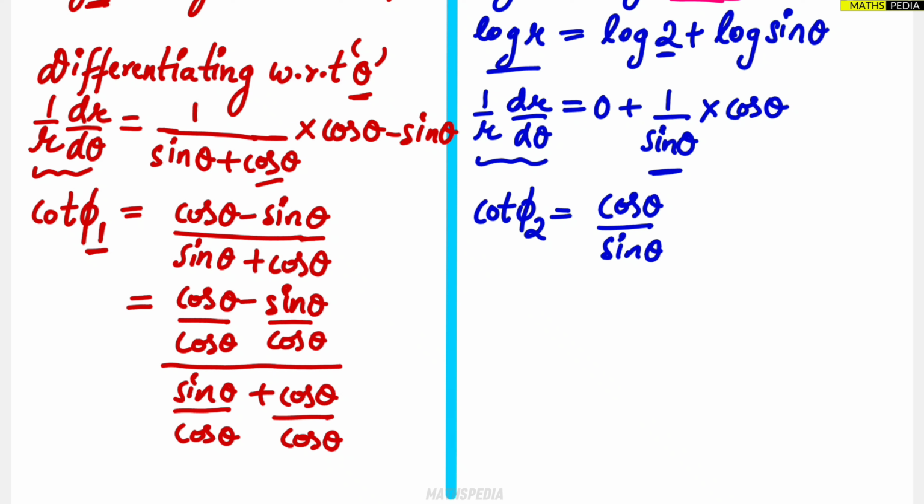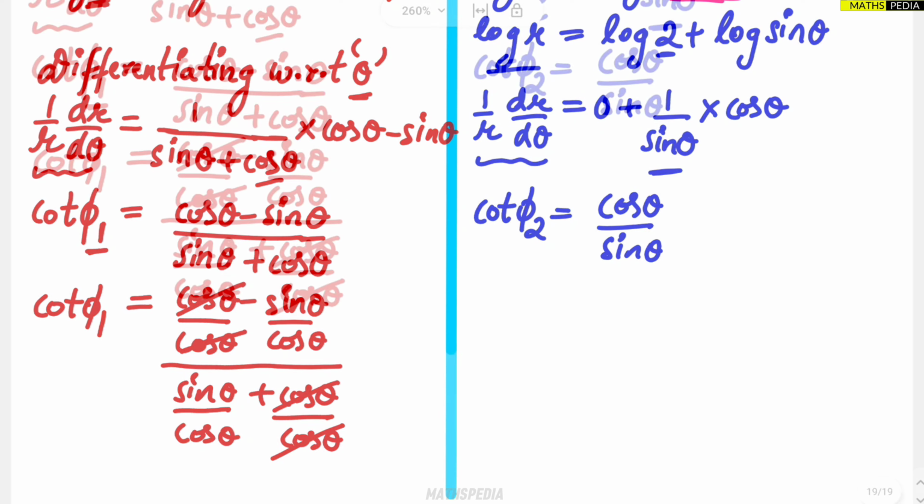I am not dividing the LHS part and RHS part with cos theta. What am I doing? I am dividing the numerator and denominator by cos theta. There is no harm in doing that because anyways it will get cancelled, right? So LHS part, it is cot phi 1 only. Here cos and cos gone, cos and cos gone. So what is the remaining thing?